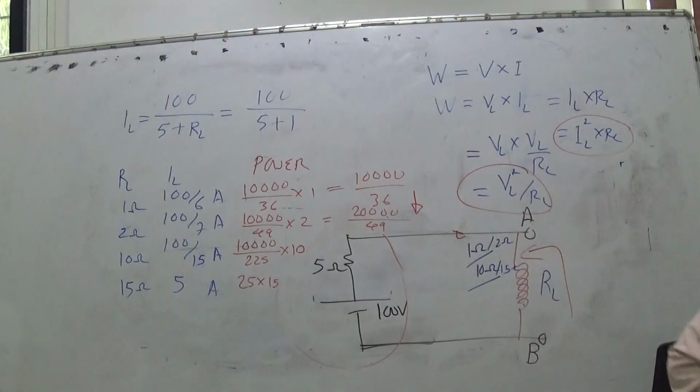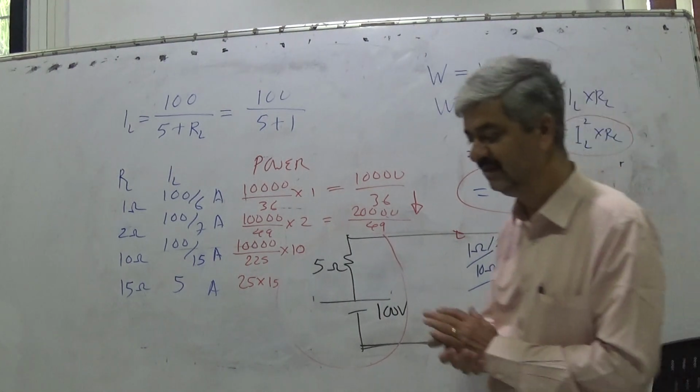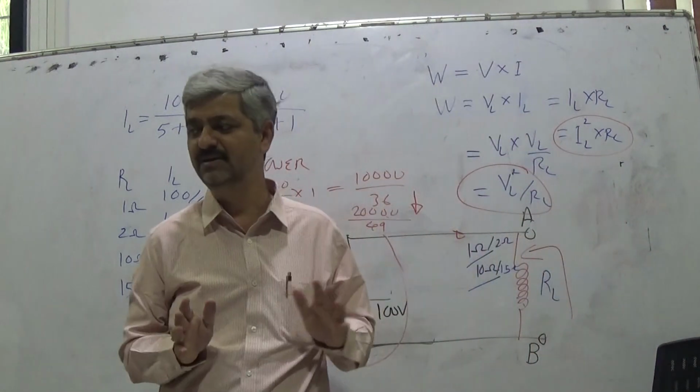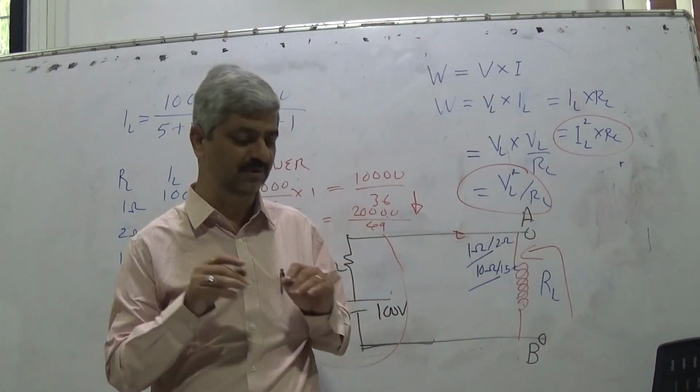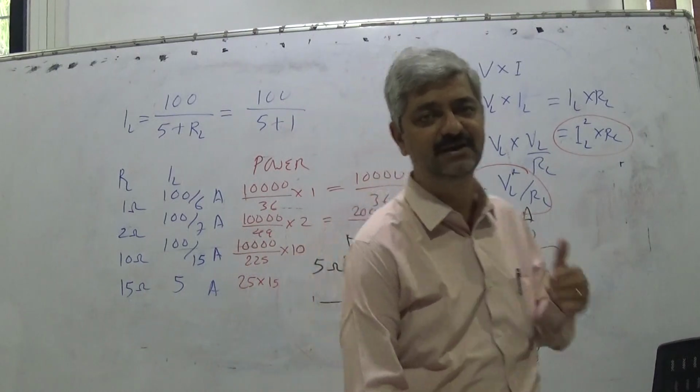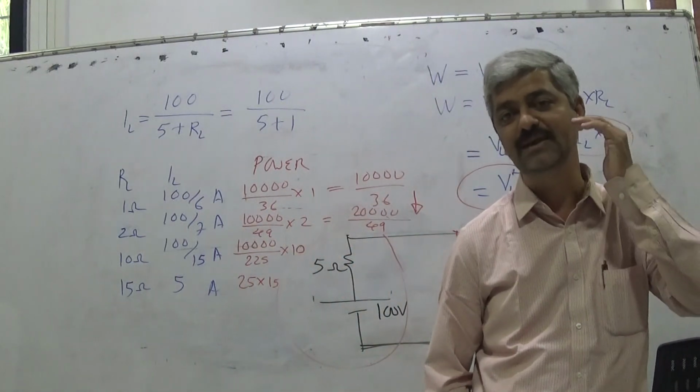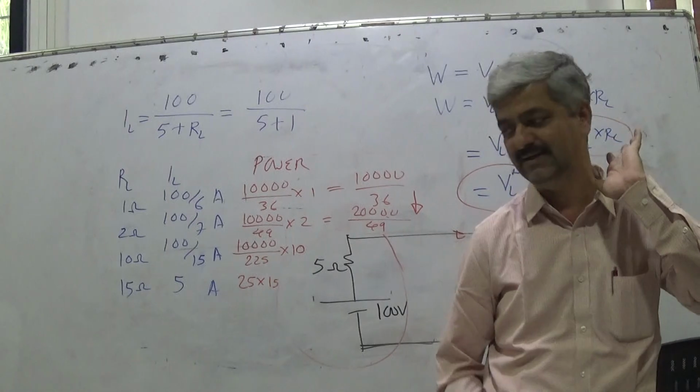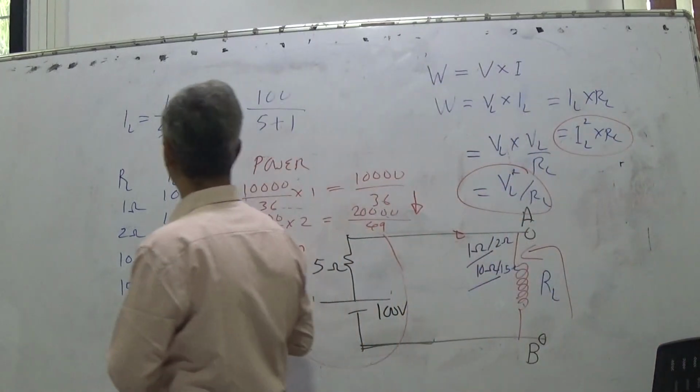Or to be very precise, this is not even the correct method to find the maximum power. We should find it mathematically. So mathematically, we need not take any value. We should assume a variable and check when it gets maximum exactly. So we now derive the expression.